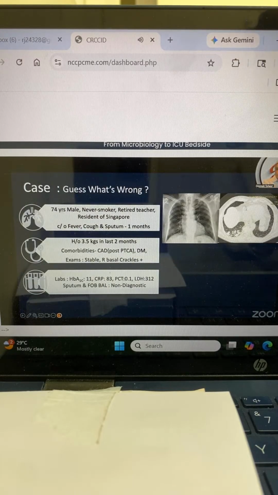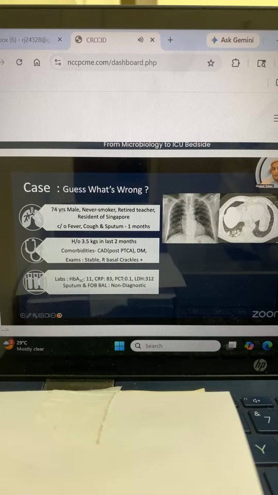Moving on to the next one, you will see this patient who's a 74-year-old male, never smoker, a teacher, and a resident of Singapore. I think a very important point was raised by Dr. Dhruv, that where the patient is coming from, where he is a resident of, is equally important to look at the endemicity of the kind of organisms from that area that cause pneumonia. He had a significant weight loss of 3.5 kg, and he had other significant cardiac comorbidities as well as diabetes.